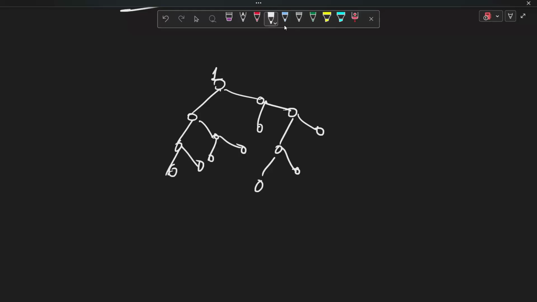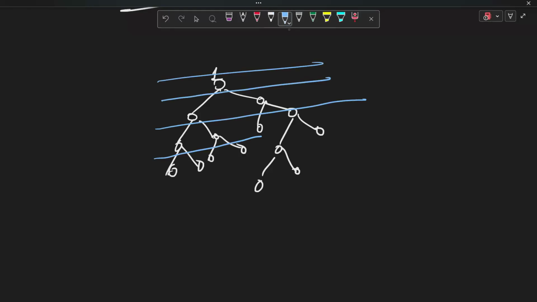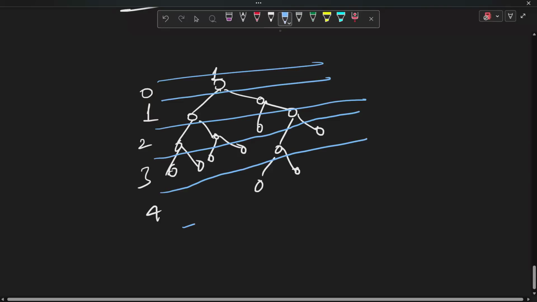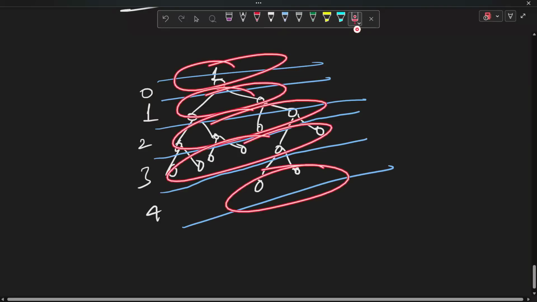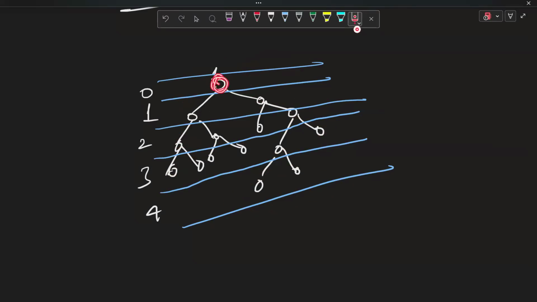Once that is done, this is the first level, this is the next level, and so on. Let's call them level 0, level 1, level 2, level 3, level 4. So first I divided this tree into levels. Now how can I move? From the root, I can move anywhere in the next level. All the nodes in the next level would be connected to the root for sure, so you can move to any node in the next level.